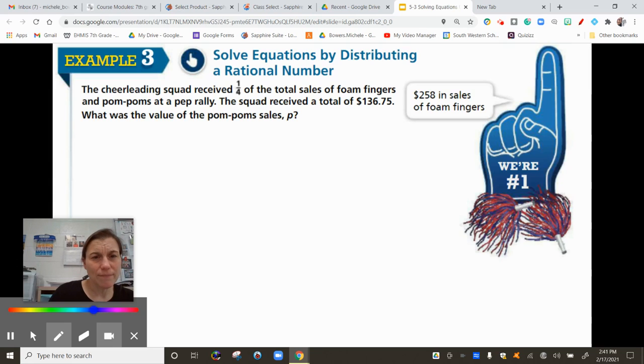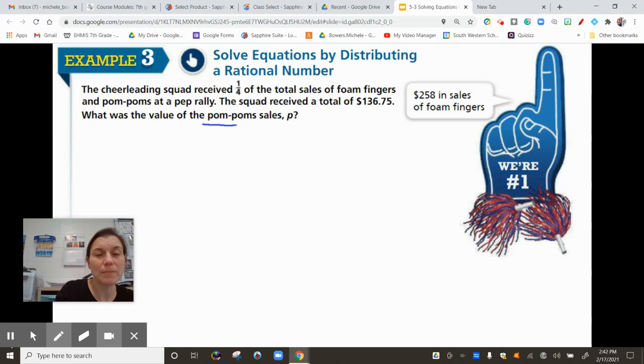A cheerleading squad received 1/4 of the total sales of foam fingers and pom-poms at a pep rally. The squad received a total of $136.75. What was the value of the pom-pom sales, P? So what is my unknown? What am I trying to find? To find that, I'm going to look for the question mark, if I have one, I do, and work my way back. What was the value of the pom-pom sales, P?